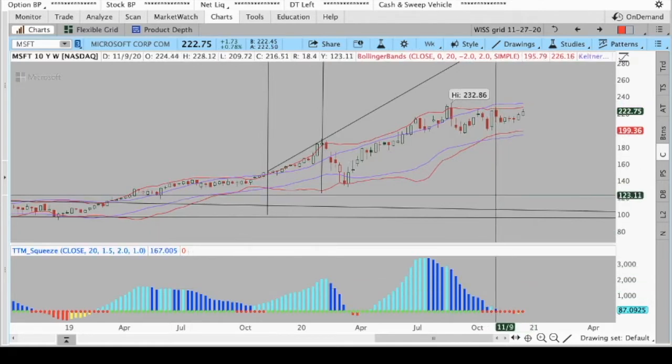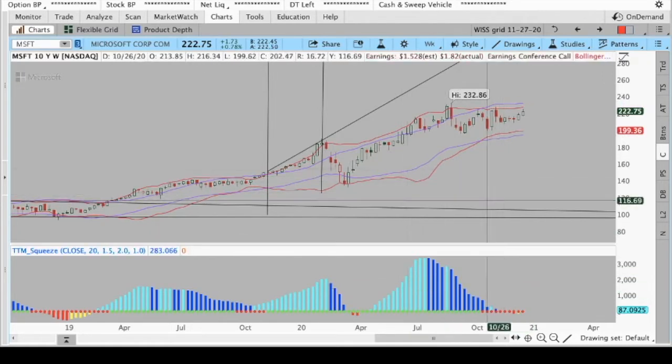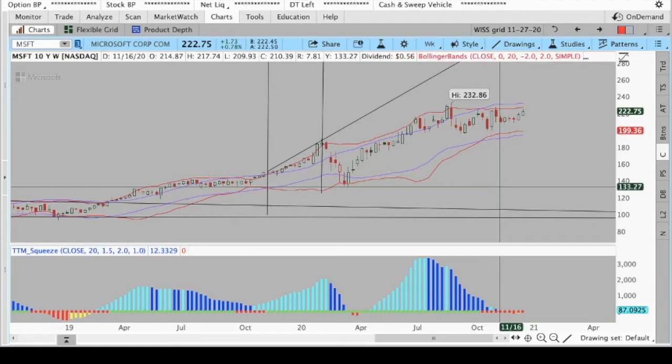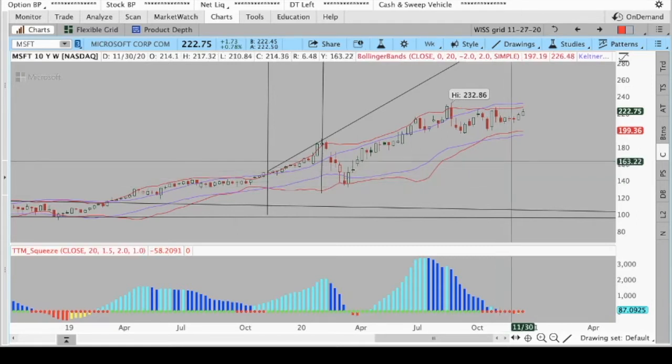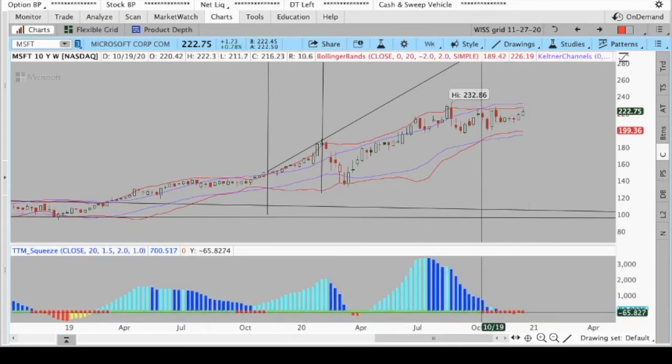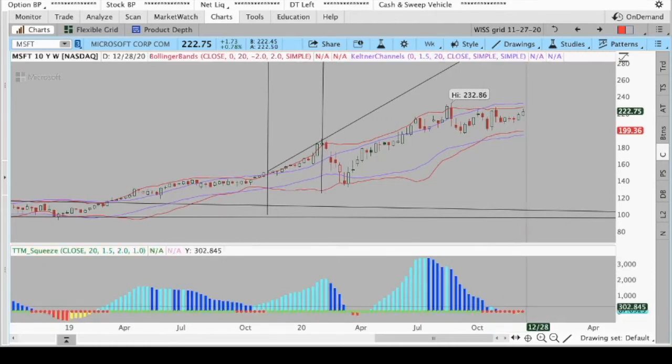So looking at this weekly chart, I like to start out on a weekly chart. The squeezes tend to have a lot more movement to the upside or the downside after the Bollinger Bands break out of the Keltner channels on a weekly chart. So right now I'm looking at a Microsoft weekly chart, and as you can see, we've been in a squeeze since October of this year.